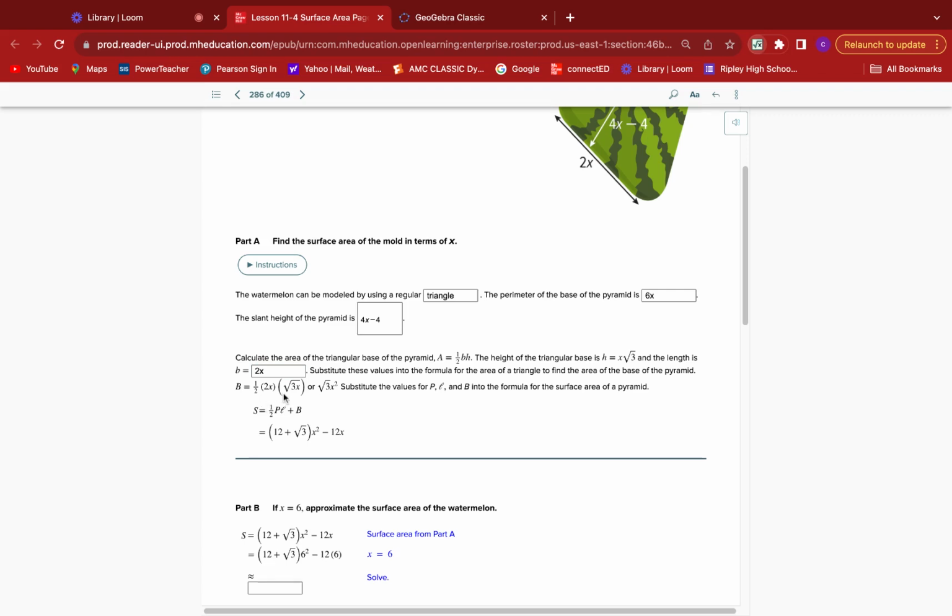All right, so we've got 1/2, okay, and then times the perimeter. Remember, that was 2x plus 2x plus 2x, that's 6x. And times the slant height. So that was my 4x minus 4. Oops. To this, we add the area of the base. This, remember, is the square root of 3x squared.